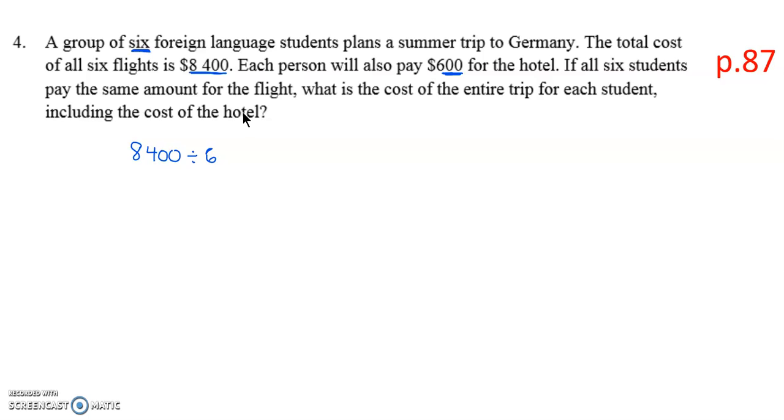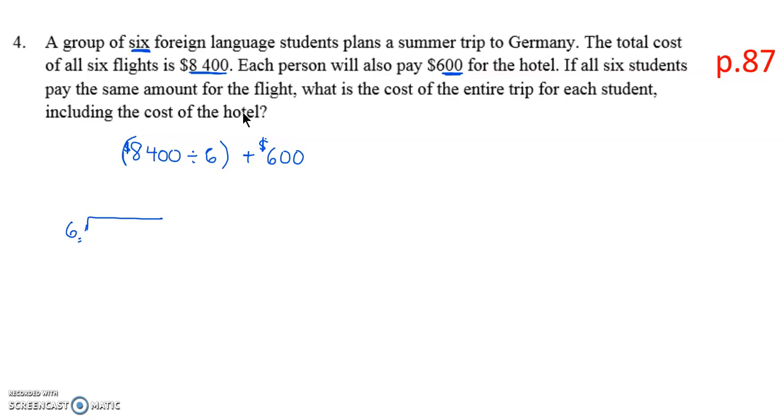Once we know how much money they pay individually for their flight, we can then add on the cost of the hotel. So first, we're going to divide, and then we're going to add on the cost of the hotel per person. That will give us the answer that we're looking for, the cost of the entire trip for each student, including that hotel cost. So $600 here and $8,400 there. Now I'm going to set up my long division.